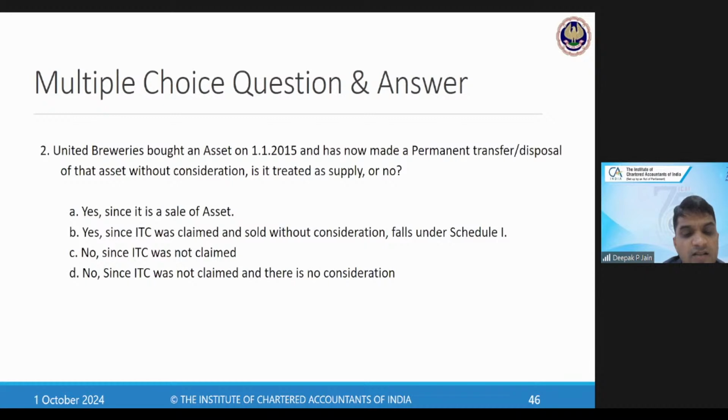Everybody is saying the answer is, I can't see whether ITC is availed or not. Yes, that is the question. But what do you see, Shruti? You can't see whether ITC is availed or not. But what else do you see in the question? Let me tell you. Very few, one or two, have identified the question correctly. Everyone is saying yes, it is a sale of asset, or saying no, since ITC was not claimed. On what basis are you saying it? Just saying yes or no is not sufficient.